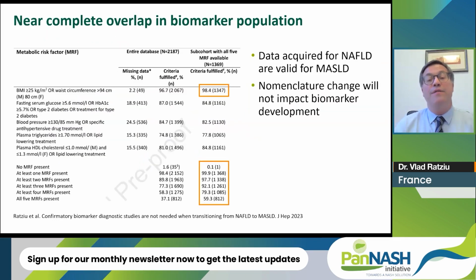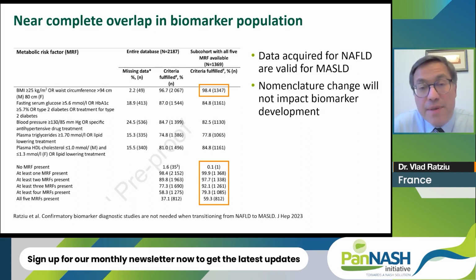Now, in terms of biomarker development, the same reassuring data has been generated by a large data set of patients who had liver biopsy and non-invasive biomarkers. This is a large multicentric French study that has shown that when the criteria are present in a patient record, it is extremely rare that someone that was labeled NAFLD would no longer be labeled the same way by the new definition because the metabolic risk factors are not there. In fact, only 1.6% of the patients that were labeled NAFLD would not be labeled the same with the new nomenclature. So there is almost complete overlap.